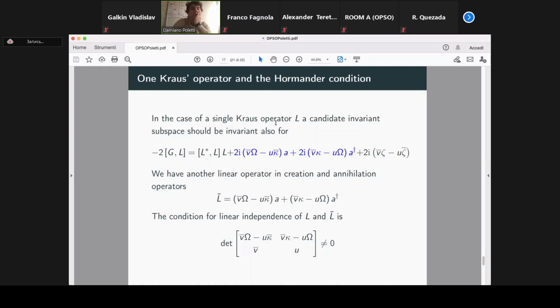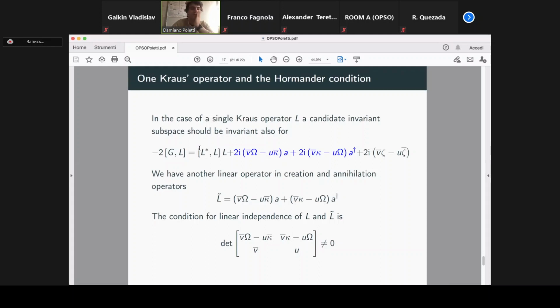It comes from the requirement that a candidate invariant subspace should be invariant for both L and the generator G, because if it is invariant for the whole semigroup, then it is invariant for the generator. And then if it is invariant for G and for L, it should be invariant for the commutator. Again, all these things I'm saying are independent of domain problems that should actually be addressed.